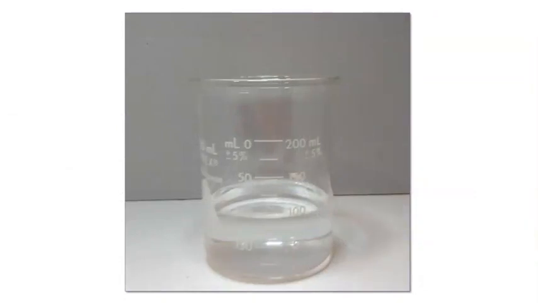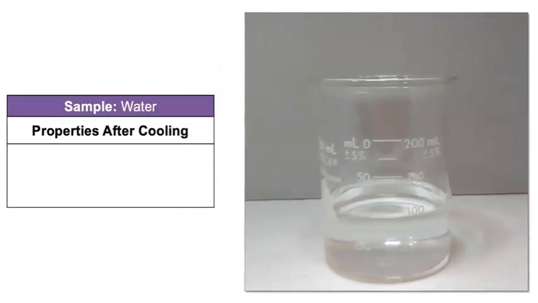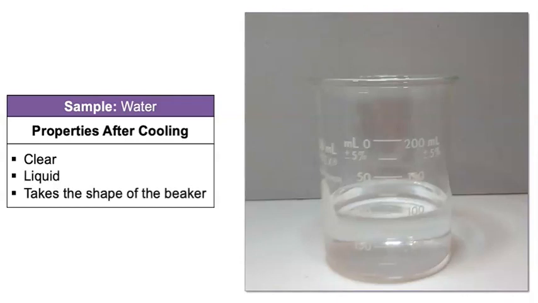Now I carefully remove the beaker from the hot plate and let the water cool for a few minutes. What do you notice about the water after cooling? Look at that! The water is clear and liquid. The water also takes the shape of the beaker. Those are the same properties we observed before heating the water.